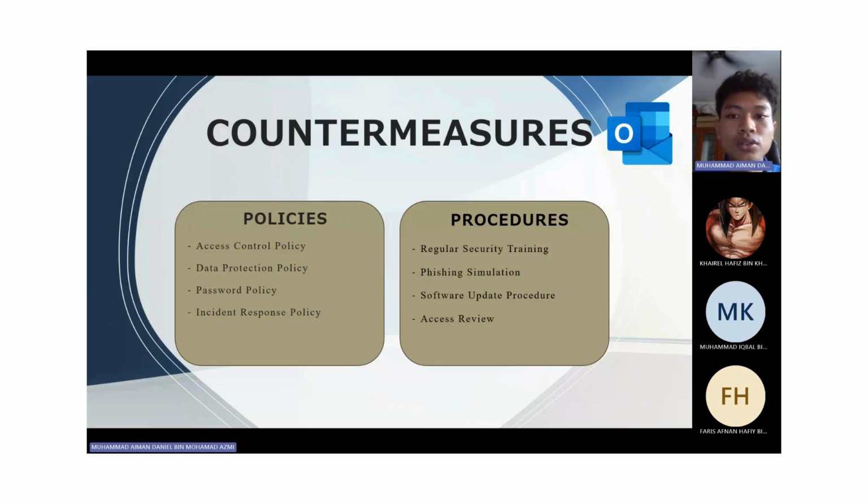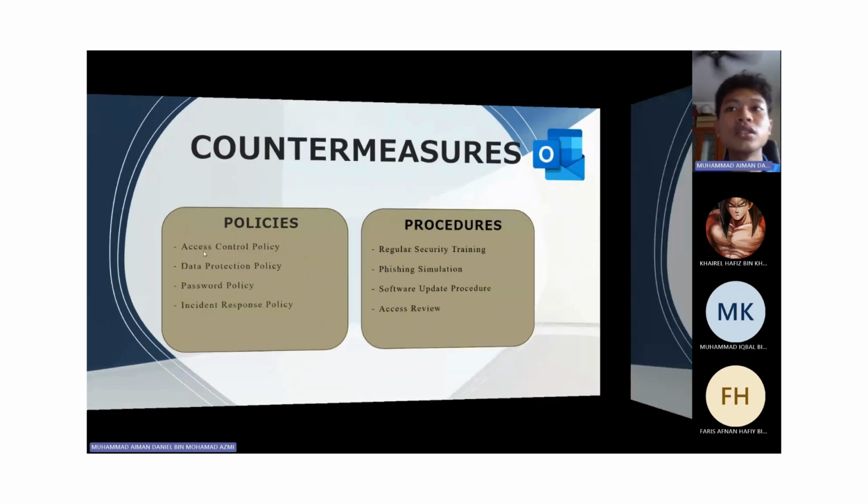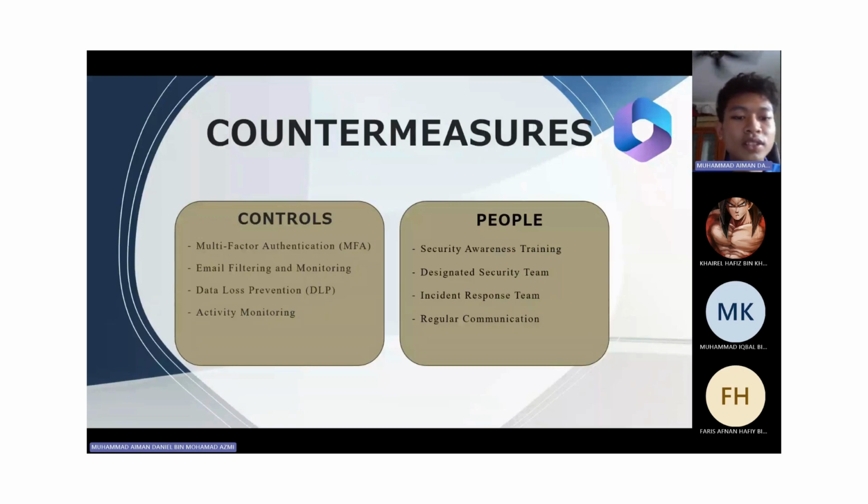So we move on to the next countermeasure, which is controls and people. For the controls, there are multi-factor authentication (MFA), email filtering and monitoring, data loss prevention, and activity monitoring. For the MFA, we implement MFA across all Office 365 accounts to add an extra layer of security.